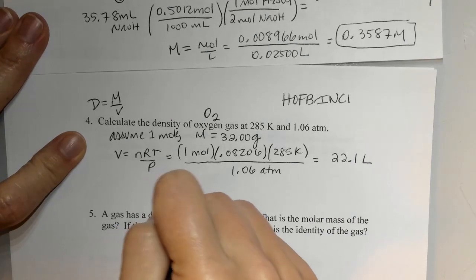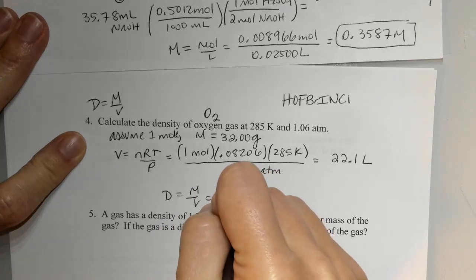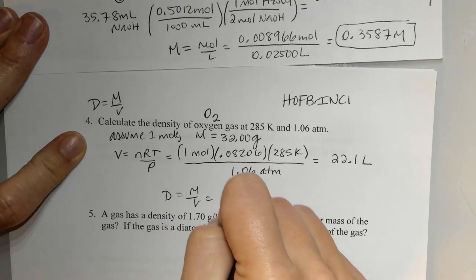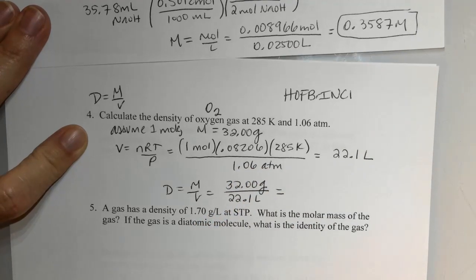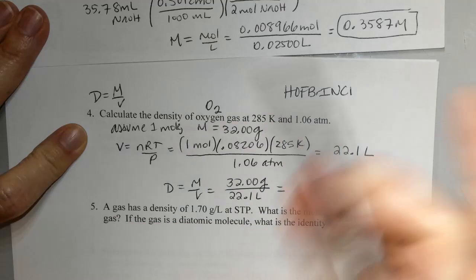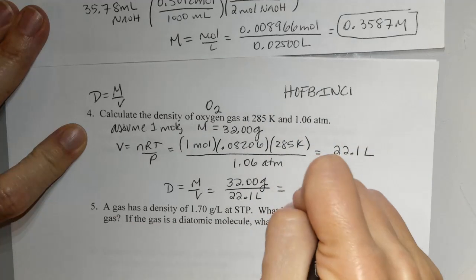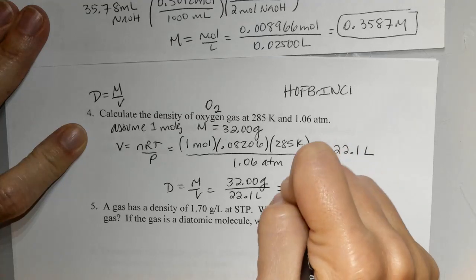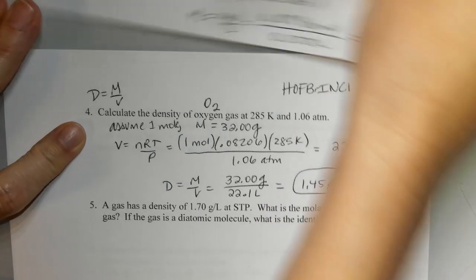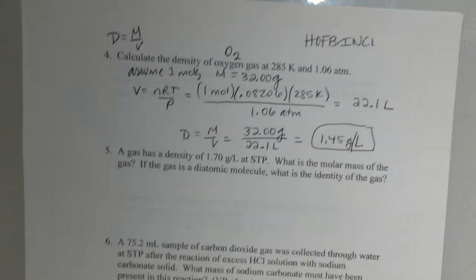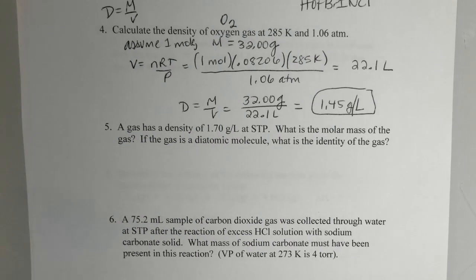Now I'm ready. Density is mass over volume. If it's 1 mole, I know it's 32.00 grams. The volume from PV = nRT, 22.1 liters. So when I solve, I get a density here of 1.45 grams per liter. All right, and the units for density of gases are grams per liter instead of milliliter because, right, it's mostly empty space.